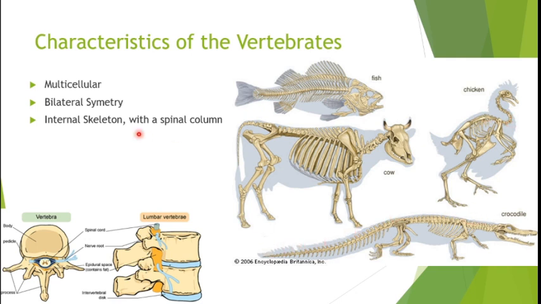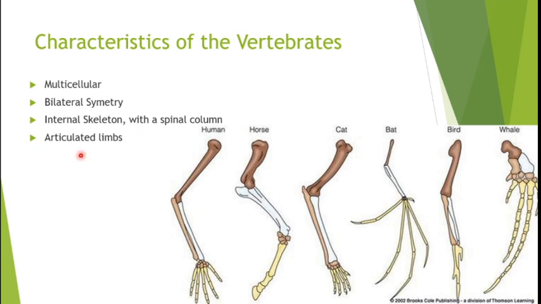Then we have articulated limbs. In the case, for example, of humans, we've got arms and legs. Horses have legs, like the cats. Bats have wings, like the birds. And the whales, for example, have fins, like the fish. So these are articulated limbs.